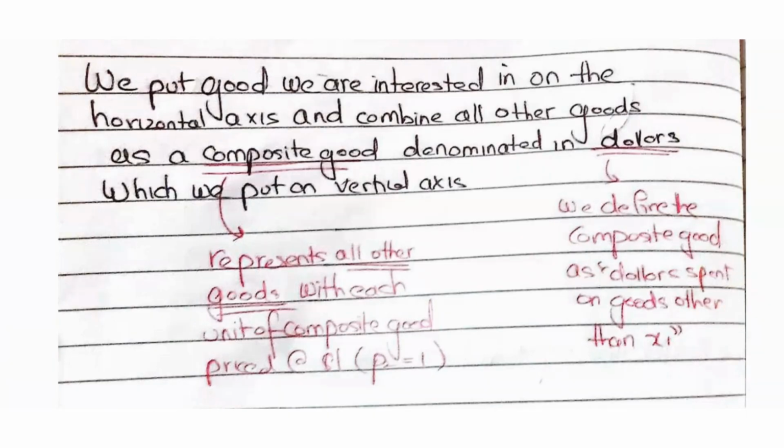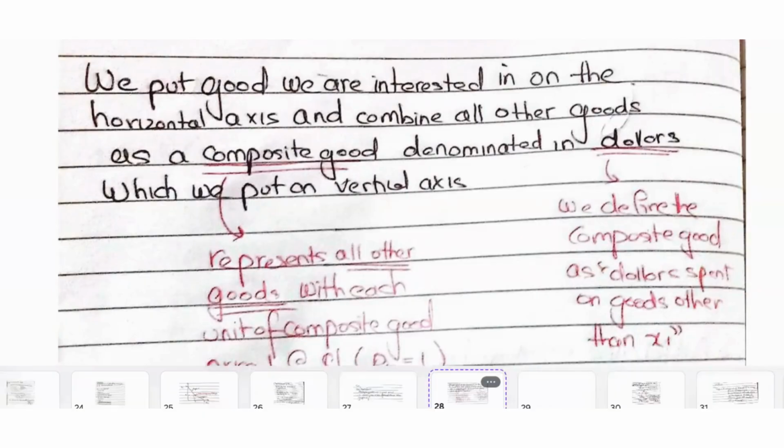So in this way, we can transform our multiple goods into a two-good world. You put the good you're interested in on the horizontal axis and combine all of the goods into a composite good and put them on your vertical axis. Right, moving on.